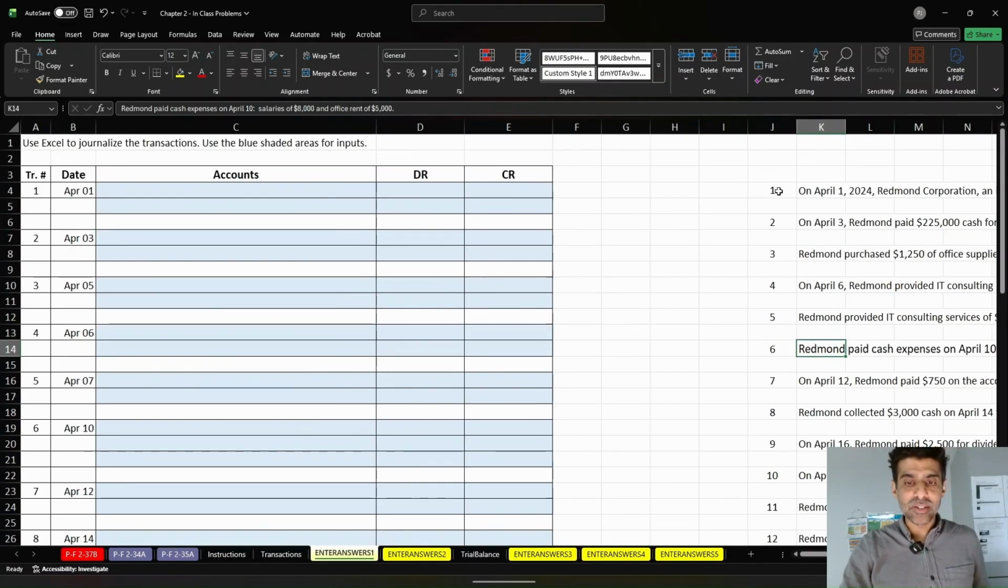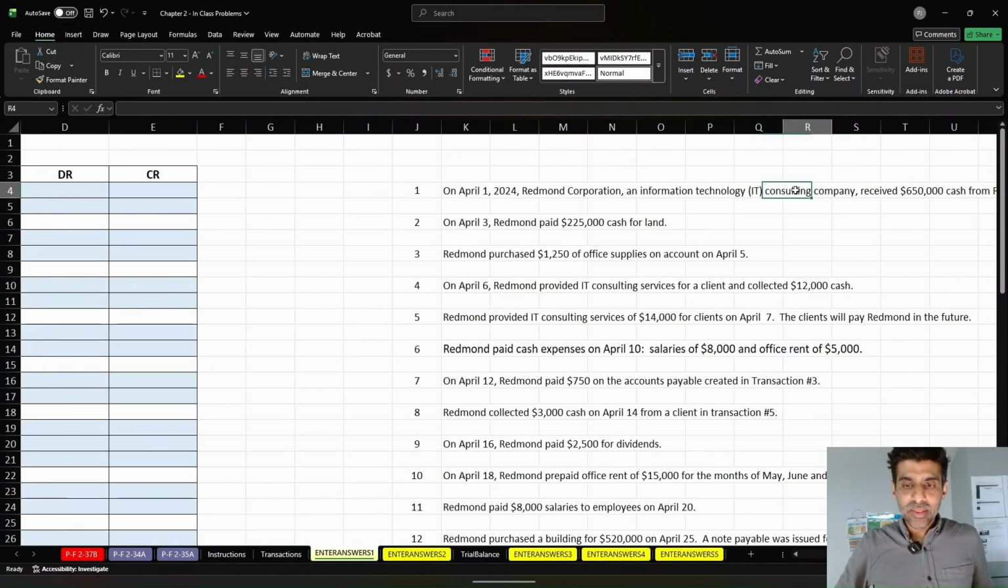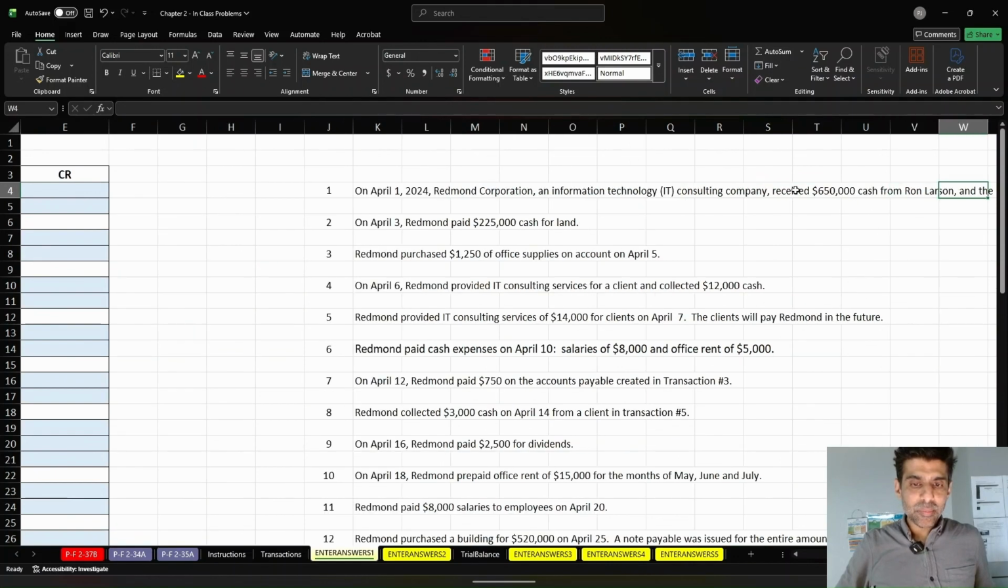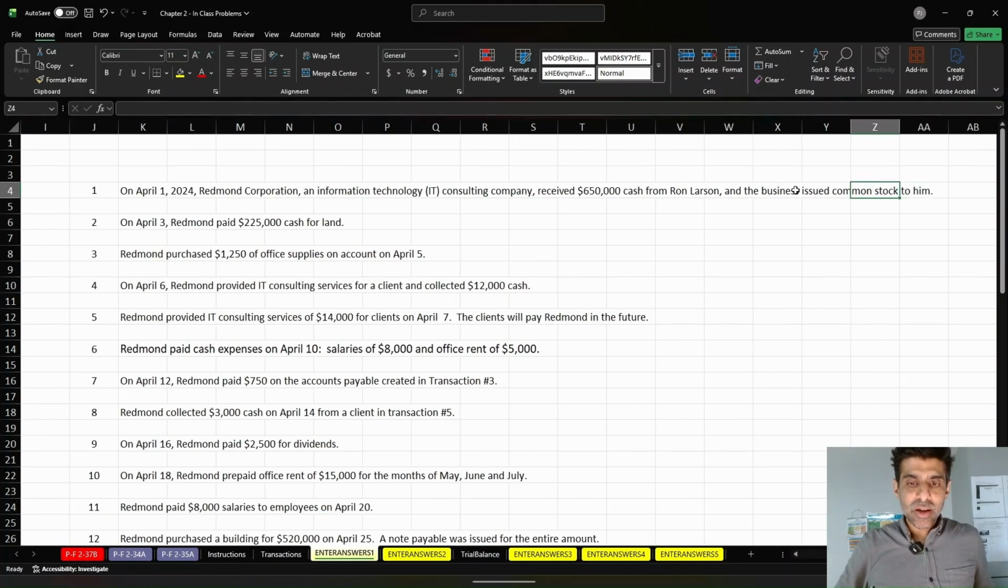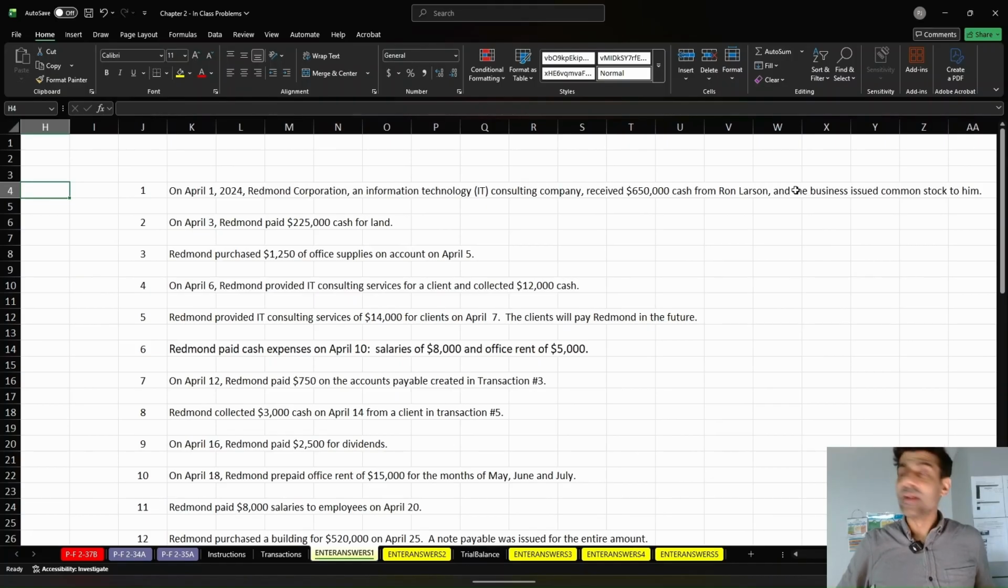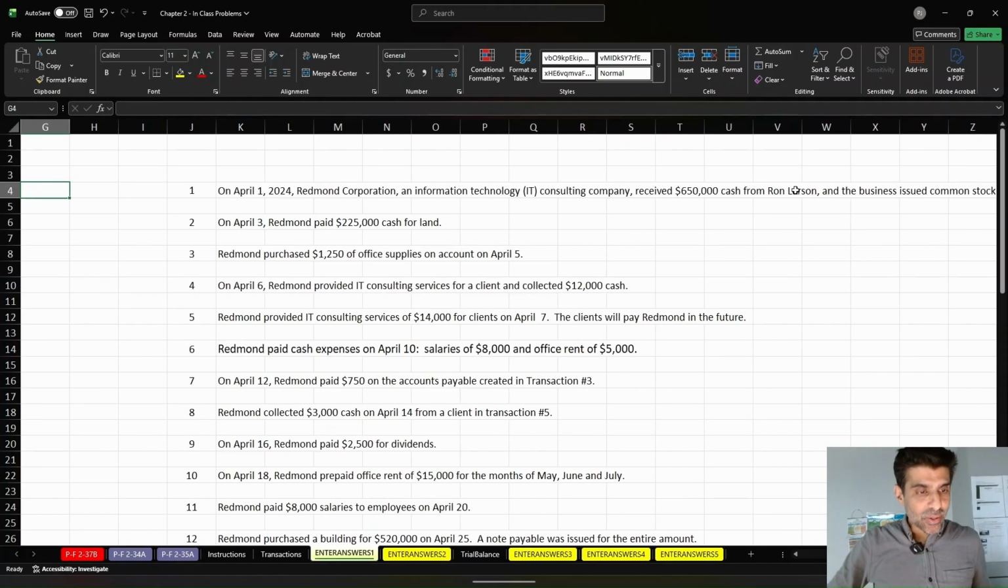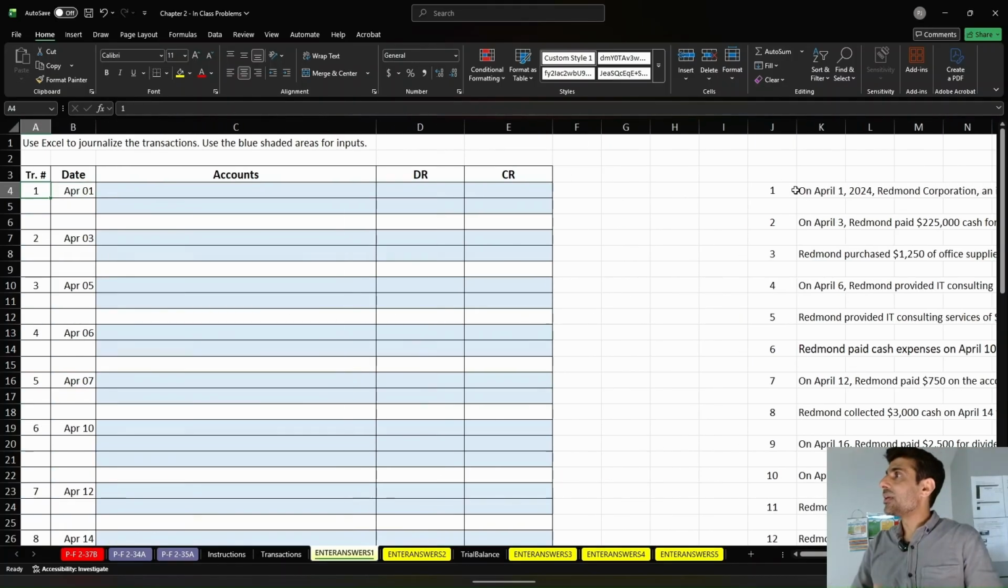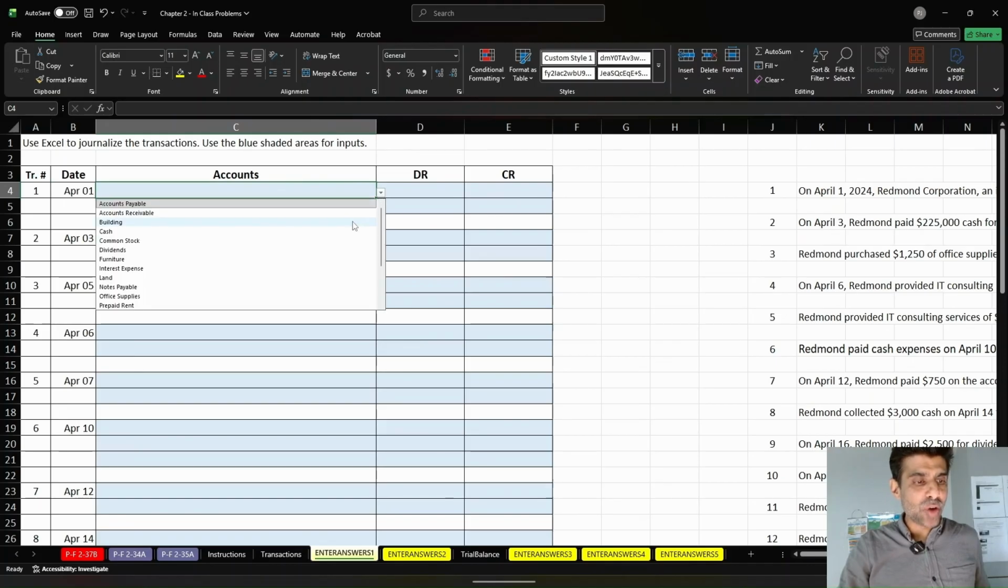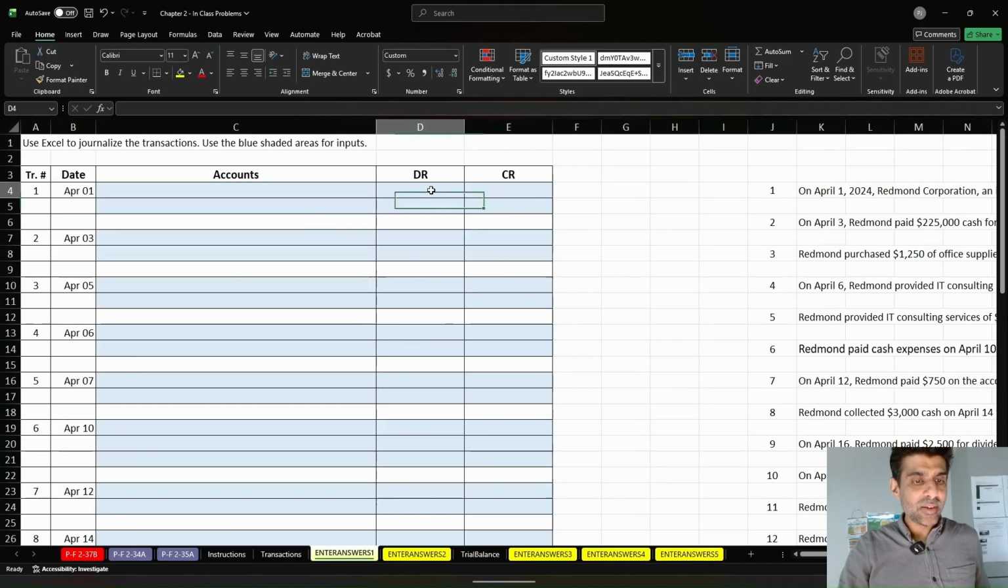For all these transactions, you can see on April 1st, this company received cash from issued common stock, okay? So you're going to go through, you're going to figure out what accounts were involved, what type of account they are. Are they going up or down? Are they debited or credited? And then, this makes it a little easier. There's drop downs and stuff to pick the accounts.